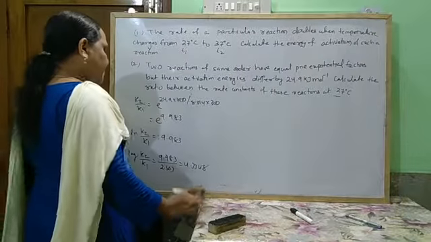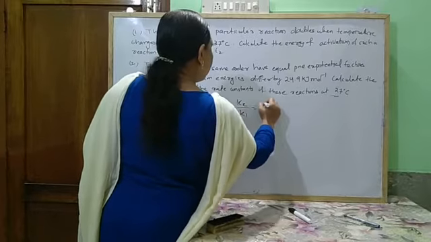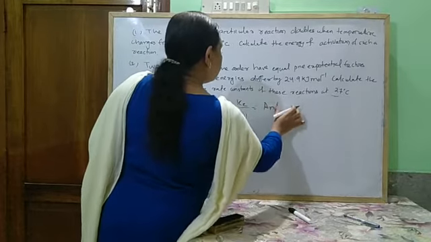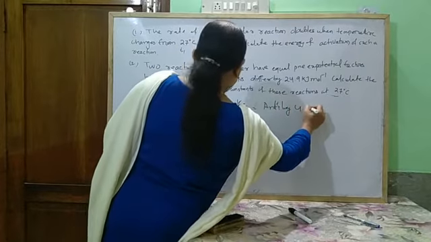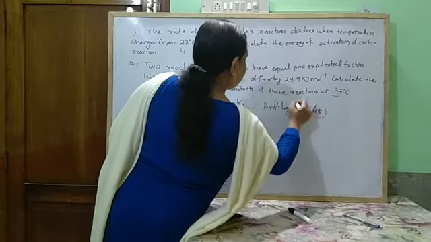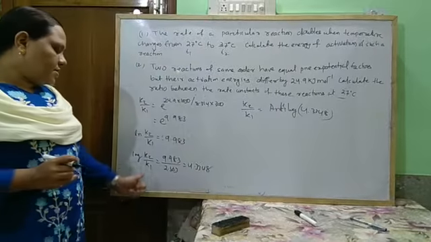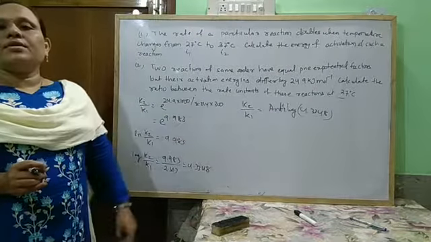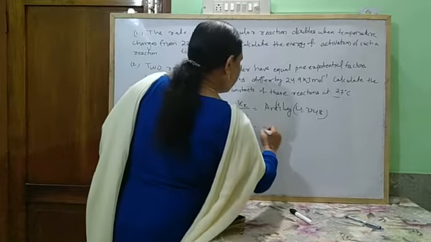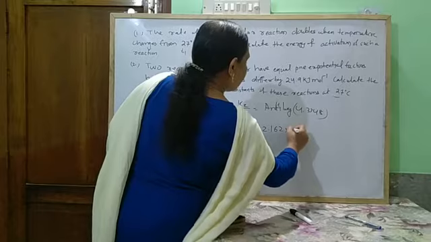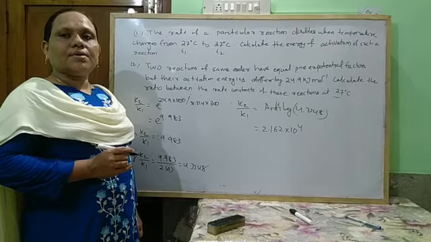Or what we get now, K2 by K1 equal to anti-log of 4.3348. So K2 by K1 equal to anti-log of this much logarithm, then take anti-log of this much, and this value equals 2.162 into 10 to the power 4.